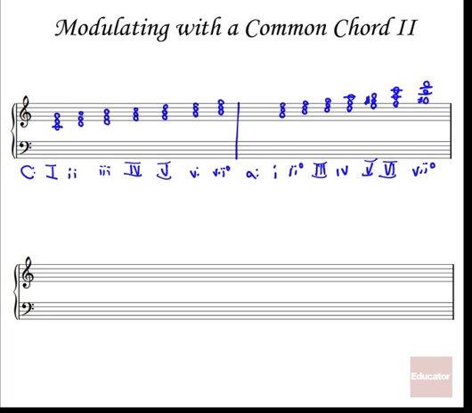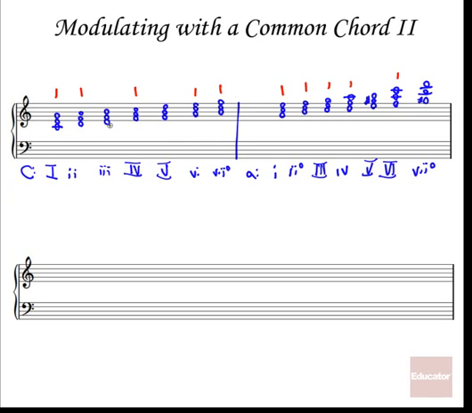So now let's look at the chords we have in common. So of course, here's one, here's one. They're all going to be in common except for the ones that have the G sharp in them, of course. So C, D, F, A minor, and B diminished. So now that we know the chords that C major and A minor have in common, we can make a plan for how we're going to do this modulation.